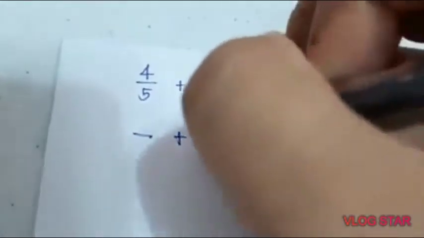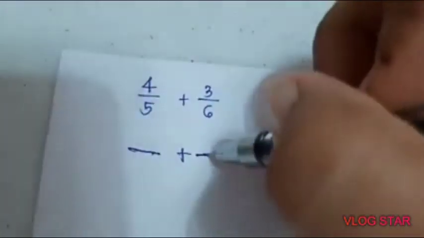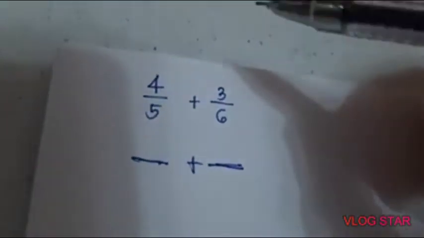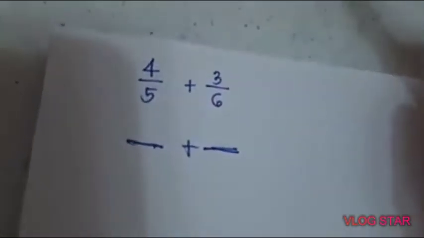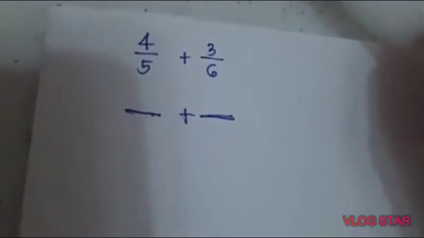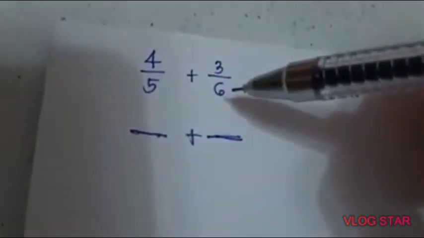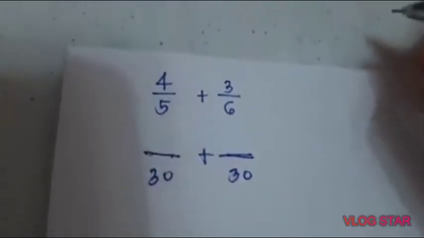So we are to begin with finding the least common denominator of these two fractions. What are we going to do in order for us to find the LCD? All you have to do is think of a product of 5 which is also a product of 6. There are lots of products of 5 which are also products of 6. What we are going to find is the least product of 5 which is also a product of 6, and that is 30.